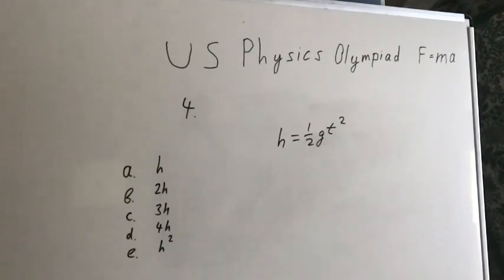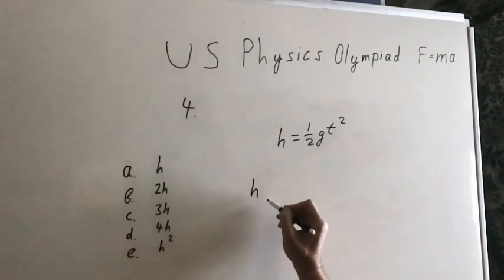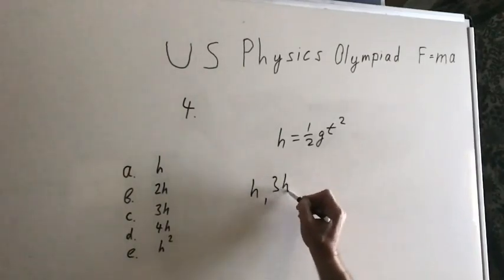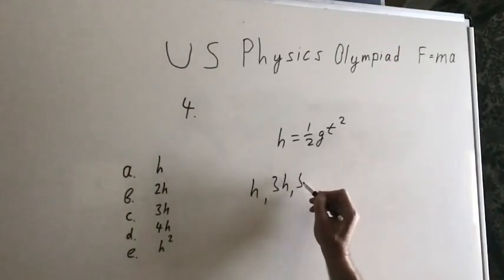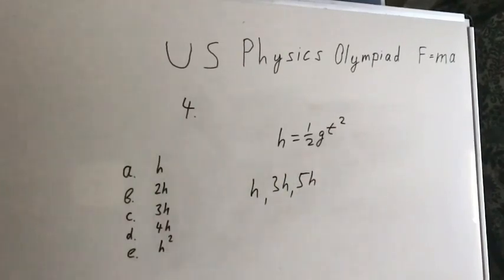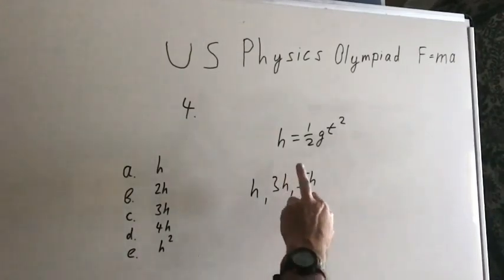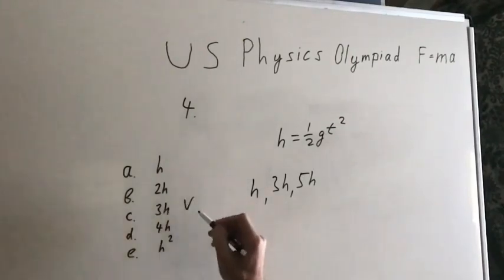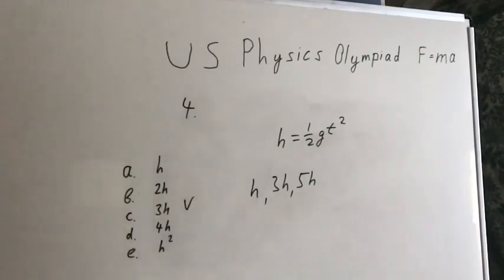the same periods of time, it rises as an arithmetic progression. So if it's going for the first second, it's going a distance h. The next second will be 3h. The third second will be 5h, etc. You can find it using this formula. So it means that the correct answer is C, 3h.